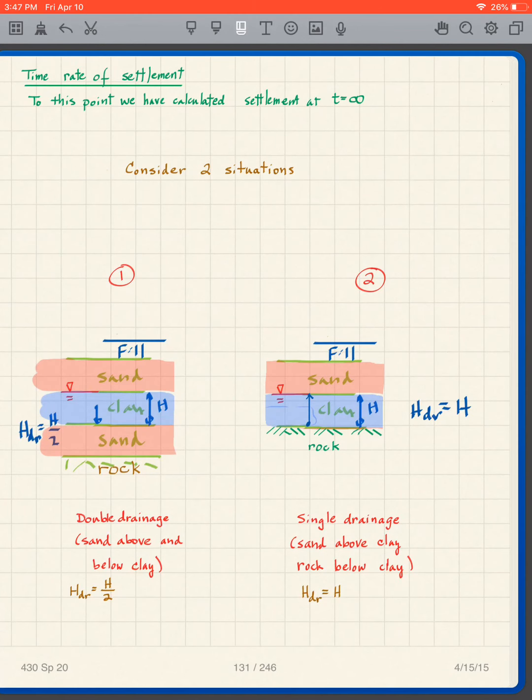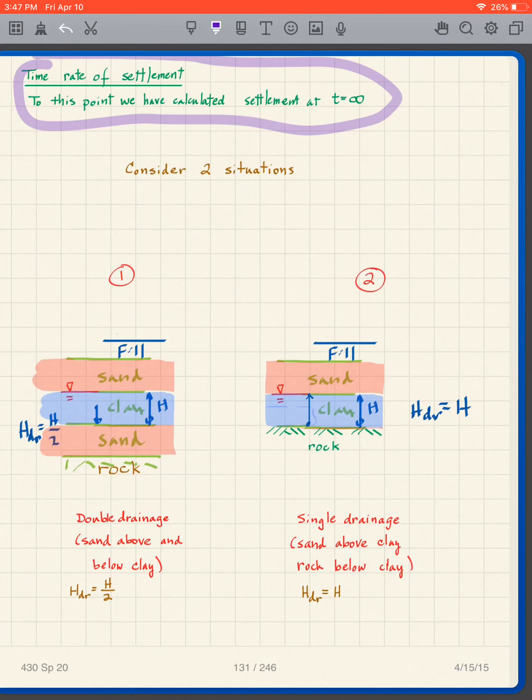Okay, to this point, we have talked about settlement at time equal to infinity, but we haven't talked about what's the settlement at 10 years, what's the settlement at 15 years, etc. So we're going to try it. We call that the time rate of settlement, and we're going to answer the question of how do we determine the time rate of settlement.